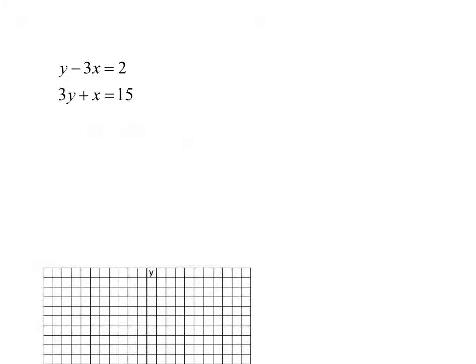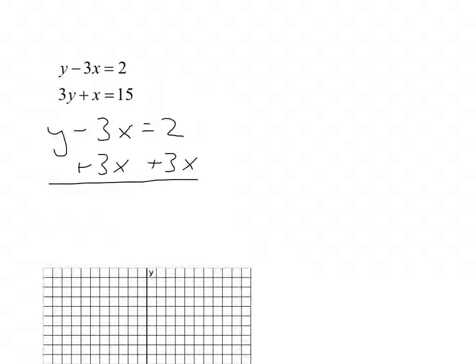Next, we'll look at these two lines. These aren't nicely in slope-intercept form for you, so we're going to have to do a little bit of work. First, we'll start with y minus 3x equals 2. Not too much work. I'm just going to add 3x to each side. And I get that y equals, and I'm going to put the slope term first just because that looks nicer, 3x plus 2.